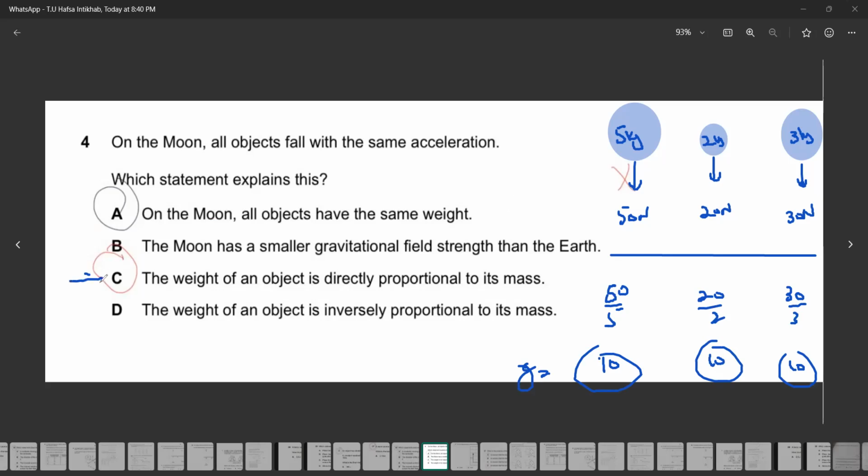That's why statement C explains it: when two quantities are directly proportional, the ratio is constant. So when weight is divided by the mass, not the gravity, we will always get a constant answer. And that constant answer shows the acceleration due to gravity.